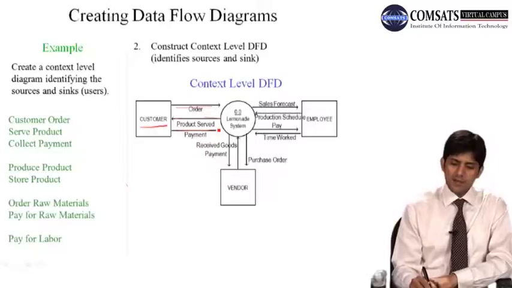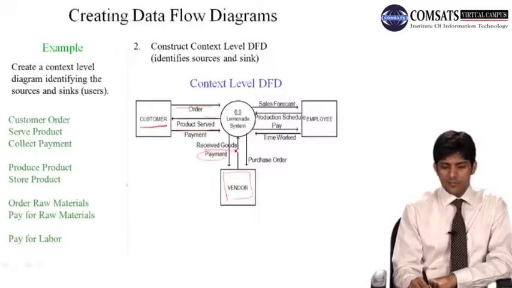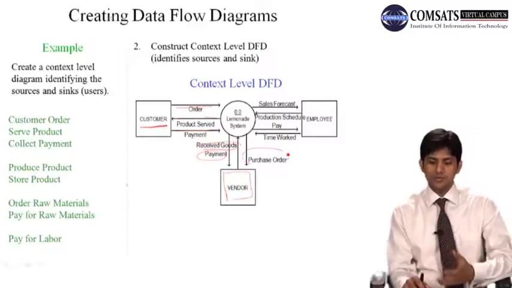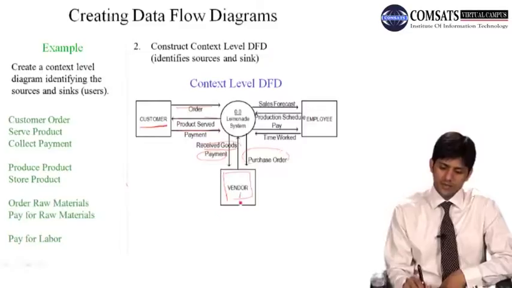ठीक है, इसी तरह हमारा जो वेंडर है, we are making payment to the vendor, we are receiving some goods from the vendor and we are sending a purchase order to the vendor. ठीक है, this is basically for the raw material. We called it supplier in the last slide. So again that was right.